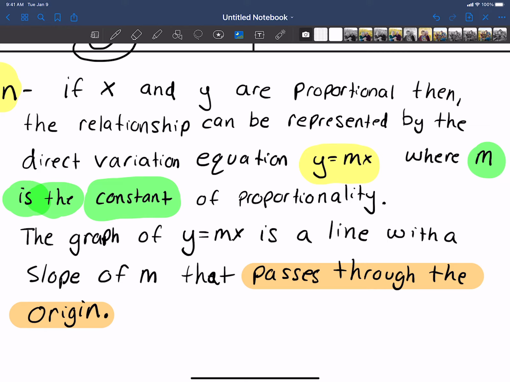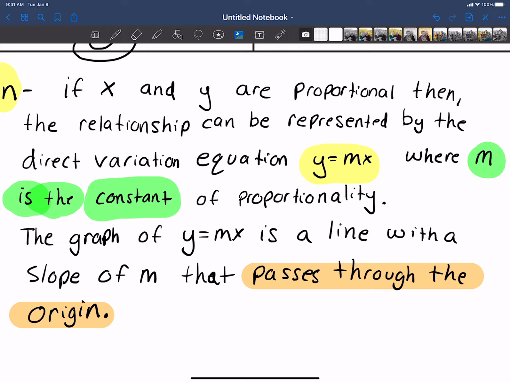Okay, now that you guys are almost done writing it, I'm gonna read this out loud to you. And I want you guys to really focus on the words that are highlighted mostly, okay? Ready? Direct variation. If x and y are proportional, then the relationship could be represented by a direct variation equation y equals mx. I'm going to freeze there for a second.